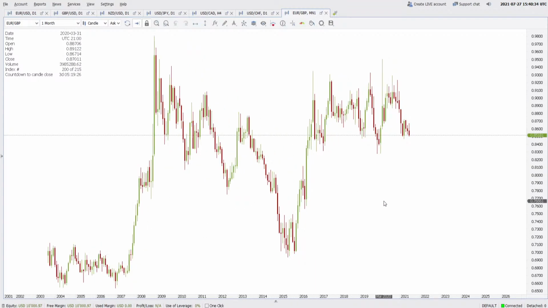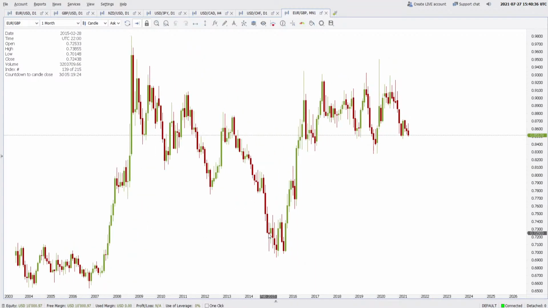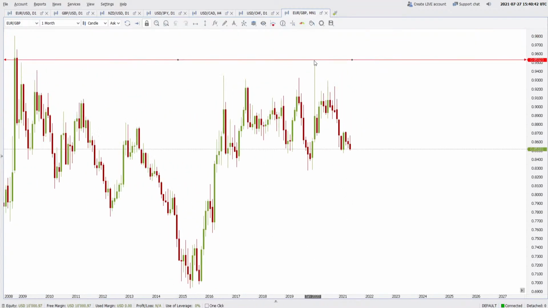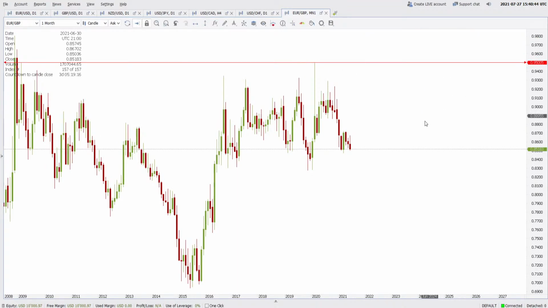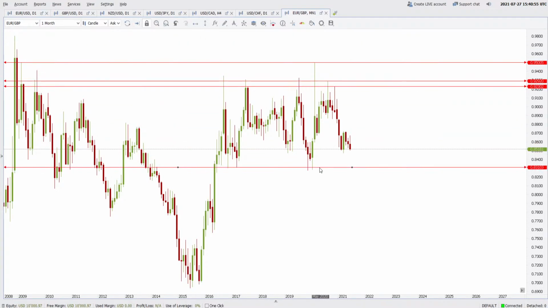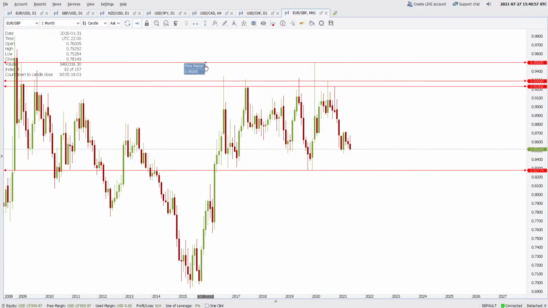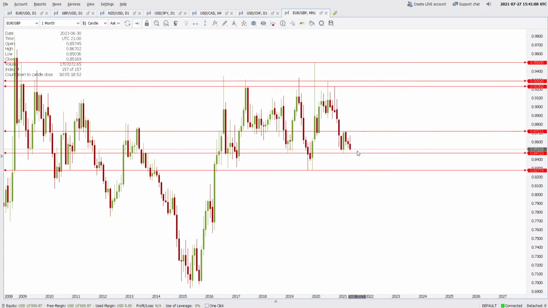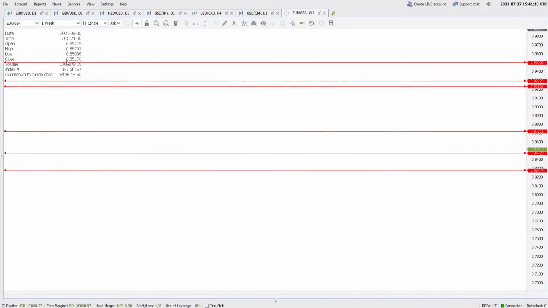So here on monthly, we will not take the data from 2008 or 2015, but we will take only the recent data. You see here the price has made a recent high on the monthly, which was at 0.9500, and after making this high, the price made another high here, which was even lower, and the recent low here was around this region, and after that the price has made a low here and made a recent high here.